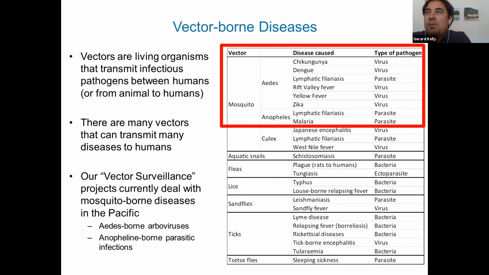What we are talking about when we're talking about vector surveillance or vector-borne disease at the moment are mosquito-borne diseases in the Pacific. Primarily we're going to be looking at Aedes-borne arboviruses, Aedes being a type of mosquito, and Anopheles-borne parasitic infections. Aedes mosquitoes transmit viruses like dengue and Zika, and Anopheles mosquitoes, the most common one that we were going to deal with, transmit malaria.